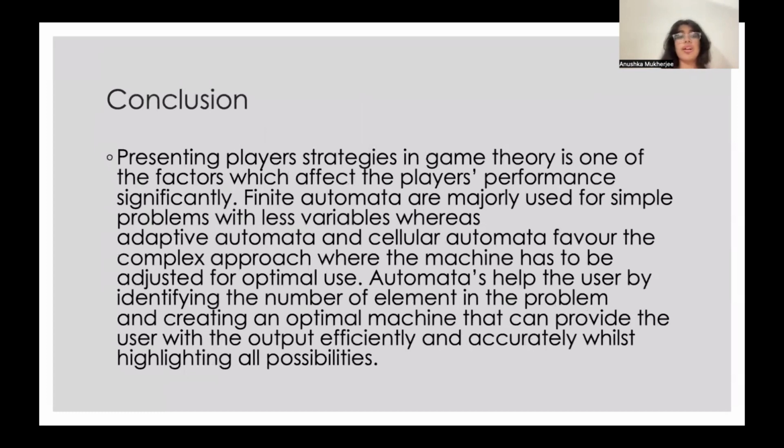So here we come to our conclusion. Presenting player strategies in game theory is one of the factors that affects the player's performance significantly. Finite automata are majorly used for simple problems, whereas adaptive automata and cellular automata favor the complex approach where the machine has to be adapted for optimal use. Automata help the user by identifying the number of elements in the problem and creating an optimal machine that can provide the user with output efficiently and accurately while highlighting all possibilities and coming out with the most optimal solution.